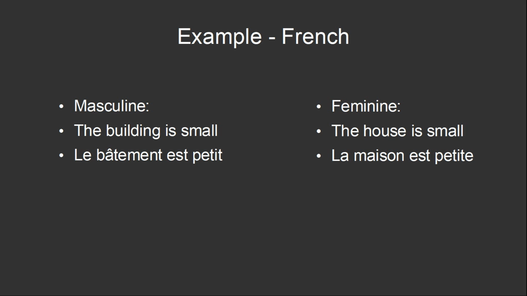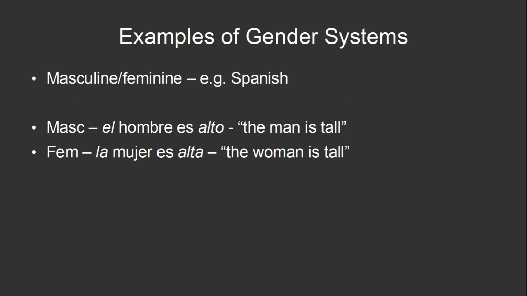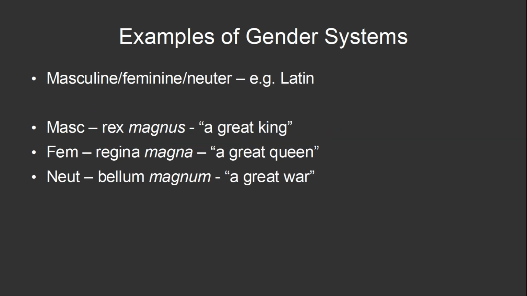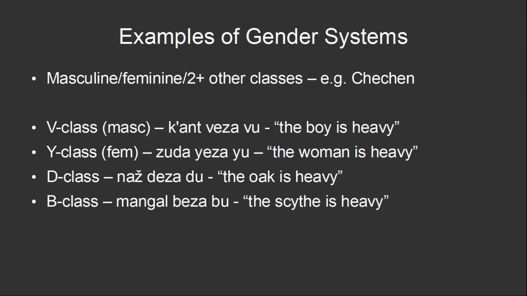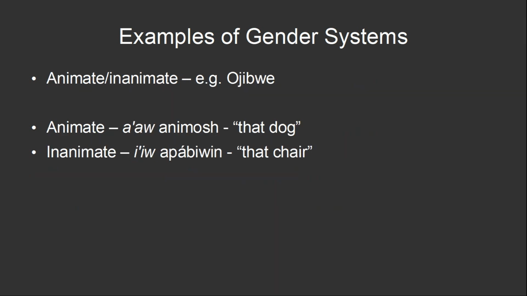The categories that nouns are divided into vary between different languages. They may be masculine and feminine, as in French, which is also found in most of the other Romance languages. They may be masculine, feminine, and neuter, as found in Latin, German, or Russian. They may be masculine, feminine, and two or more other categories, as found in several Caucasian languages, like Chechen or Tsez.